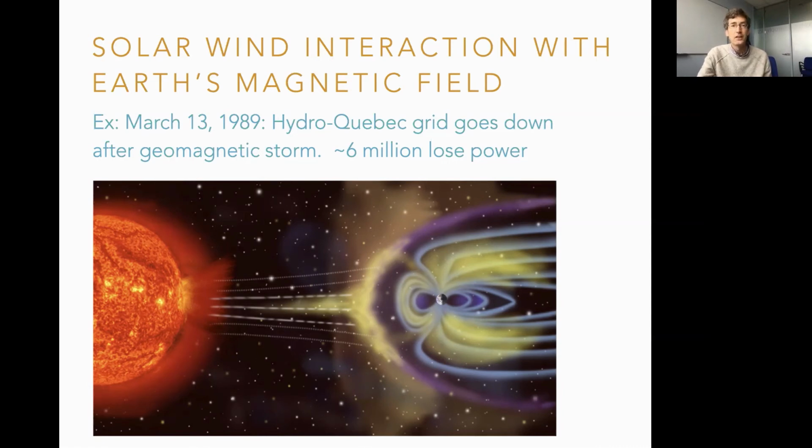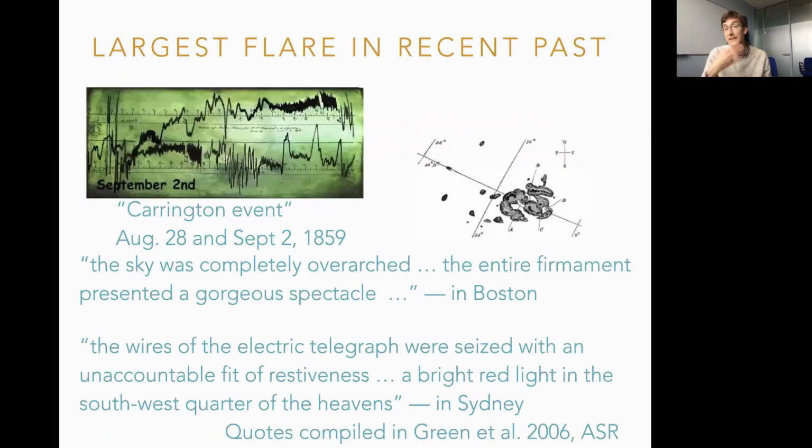So that's not so good. Anyway, there's a lot of interest because of that in trying to forecast solar activity, at least in the short term, and trying to understand where it comes from and whether we're at risk of really big events, as have happened in the past. One famous example of that is what's called the Carrington event.